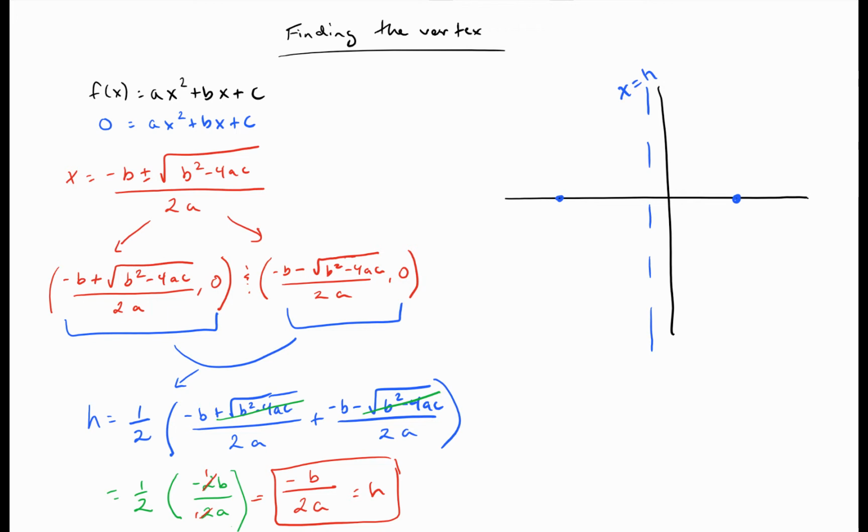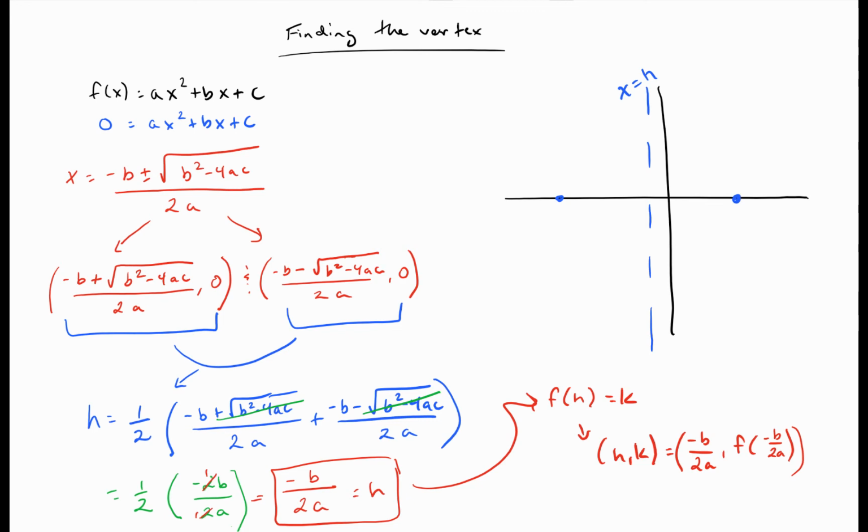Well, as I mentioned before, if we have the input, the output's easy. We just plug h into our function. So we know that f of h will give us k. So if we want h, k, we know that it's just equal to the opposite of b over 2a, f of h, which we know is just f of the opposite of b over 2a. And there we go. That is a handy dandy, easy little formula that if you choose to, you can memorize.